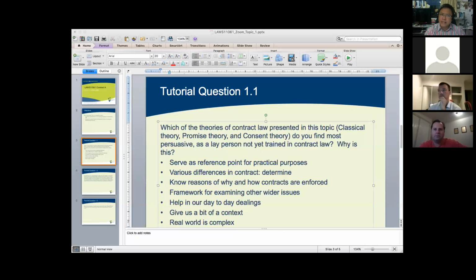However, what is the limitation with the promise theory? If you could identify one. Some promises aren't meant to be legally binding. Right. So that's the key point there. It's possible for you to make a promise. Let's say you promise a friend, oh, you can use my car or you can stay in my house. But actually, you have no intention to be legally bound, which means that at some point you should be allowed to remove or withdraw the promise that you made.